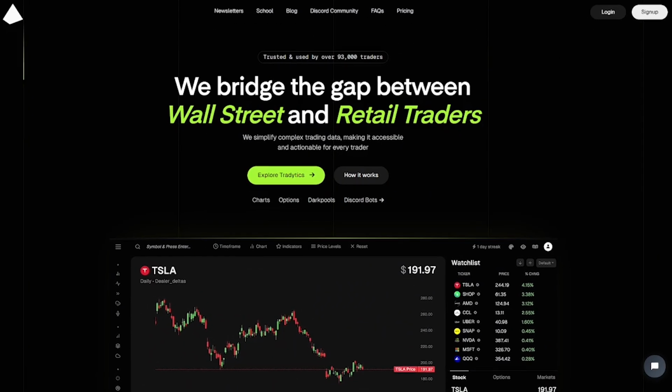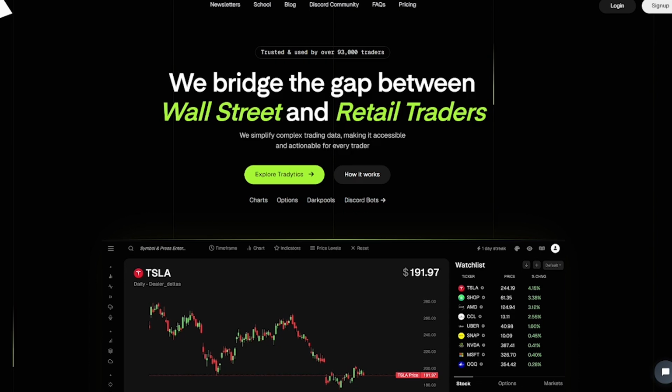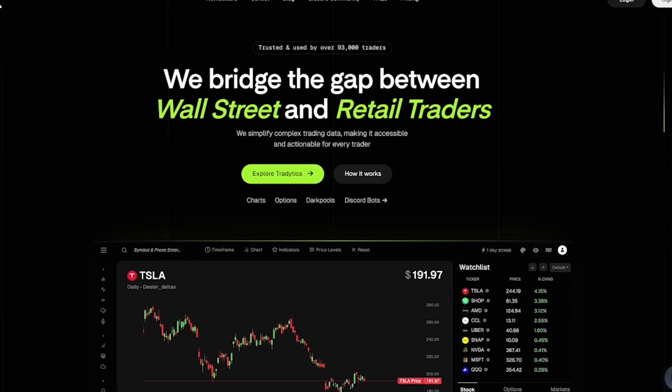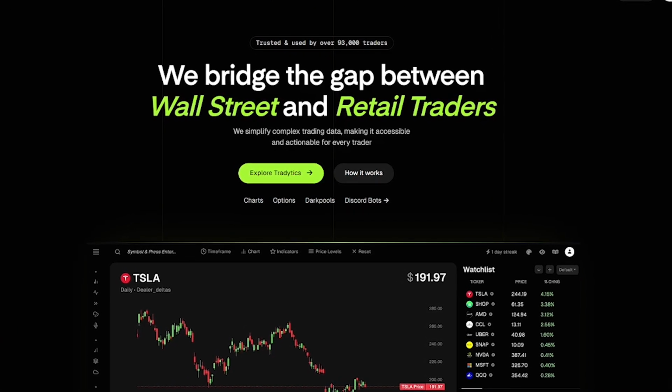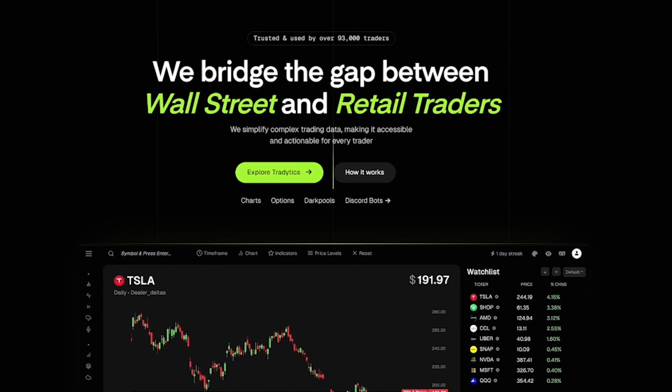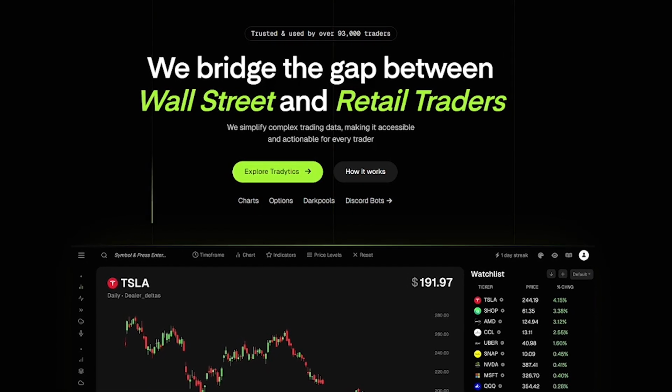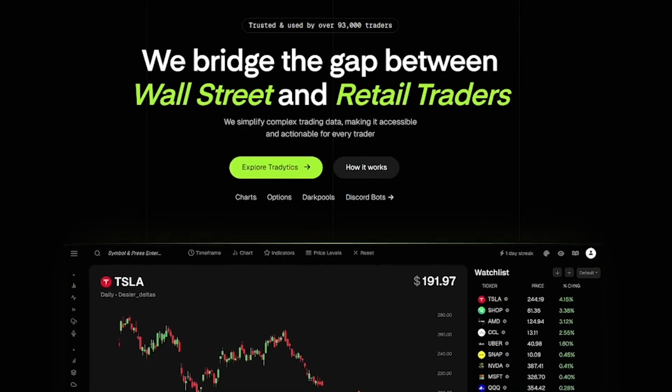Tradytics is a powerful AI-powered trading platform for retail investors. It gives you real-time options flow, AI trade signals, technical breakdowns, and market sentiment, so you can make smarter trades based on data, not guesswork.